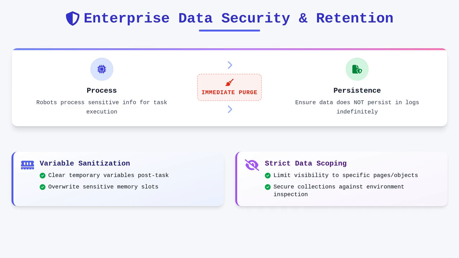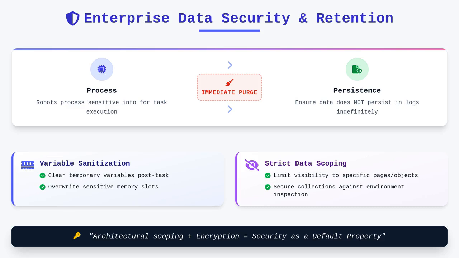Restricting the visibility of data items to only the specific pages or objects that require them minimizes the risk profile of the entire automation solution. These architectural decisions regarding data scoping work in tandem with the encryption tools to create an environment where security is a default property rather than an afterthought.